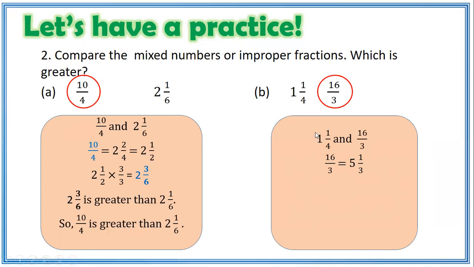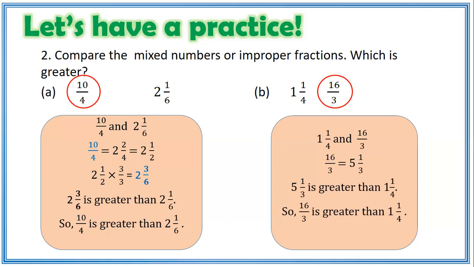So by simply looking at the whole number part, we can easily find which one is greater. And we all know that 5 is greater than 1. So 5 and 1 out of 3 is greater than 1 and 1/4. So therefore, 16 out of 3 is greater than 1 and 1/4. Very good.